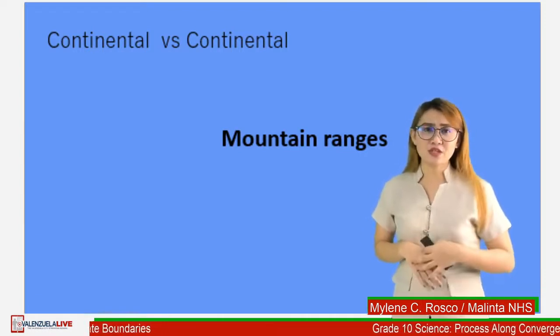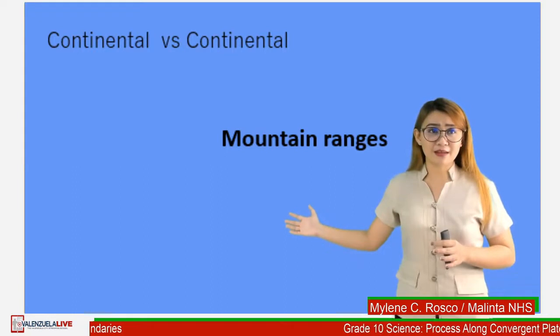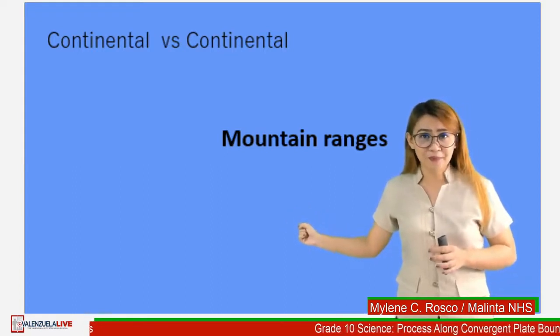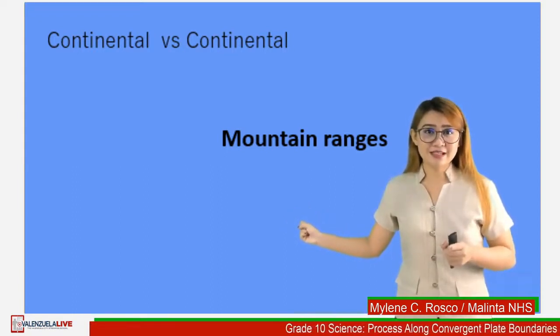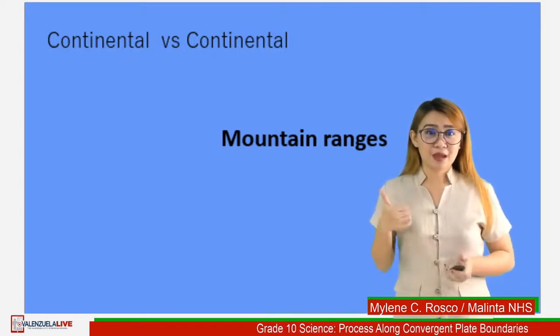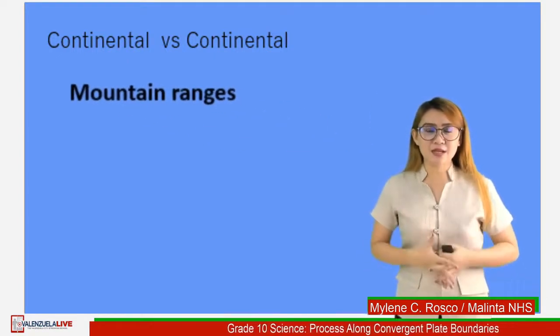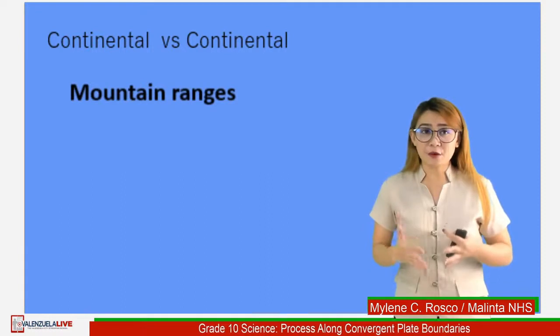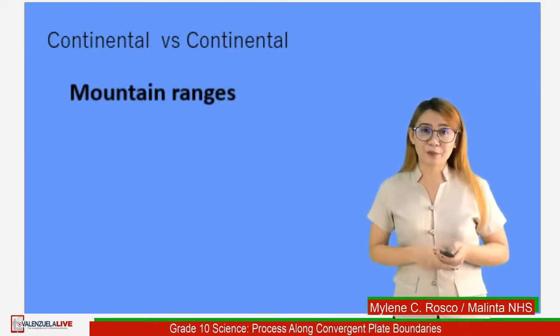How about mountain ranges? Will they be present at continental-continental collision? Click your answer. So the correct answer is thumbs up. So mountain ranges are present, or will be formed, at this type of collision.